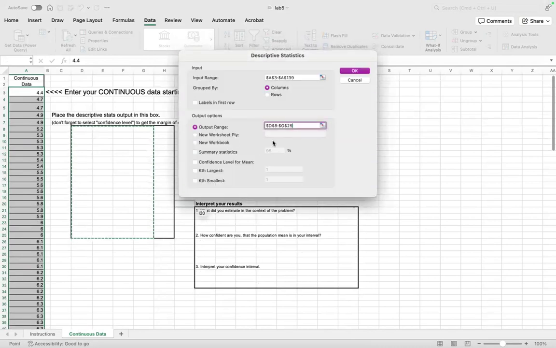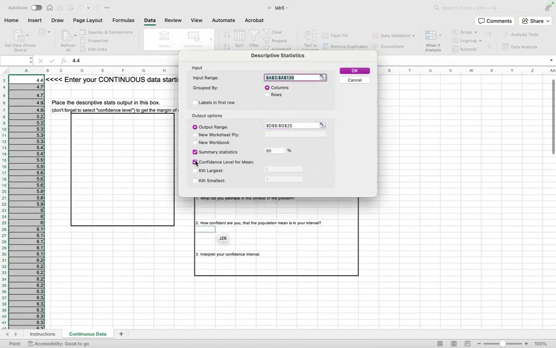That's my output range. Couple of things you're going to click. We do want summary statistics. The thing that we need now, though, is confidence level for mean. This is the new thing. You can choose whatever confidence level you want. You could make it 95, you could make it 99, you could make it 92.3. I don't care, 88, whatever confidence level you want, choose something. I'm just going to leave it at 95 because it's there. And why not?